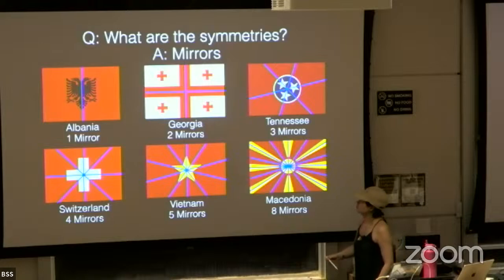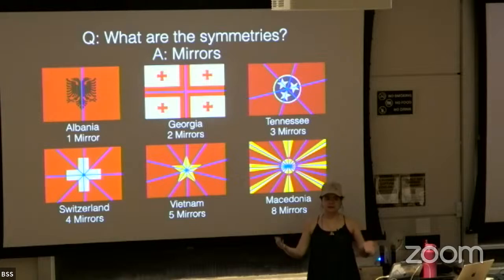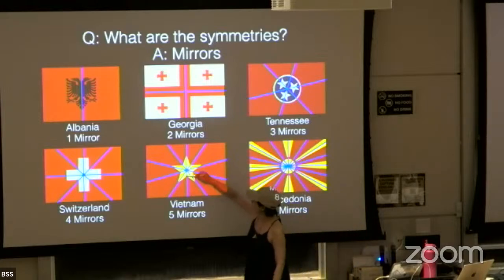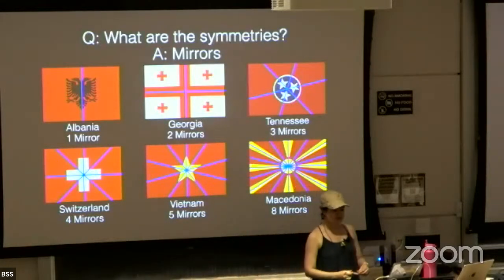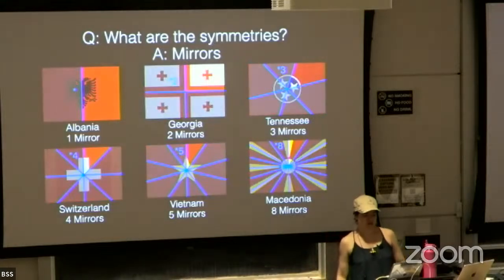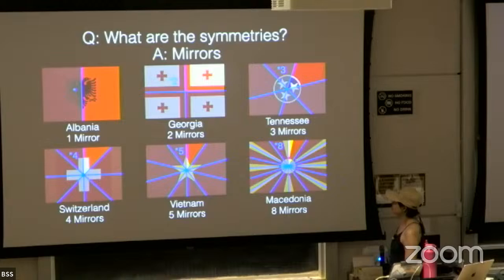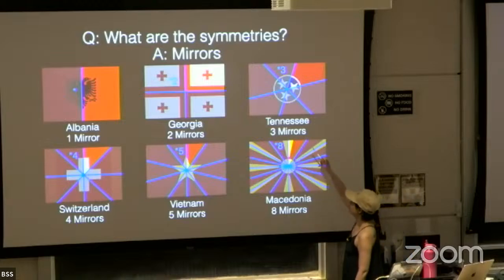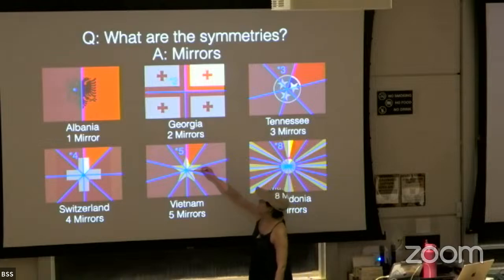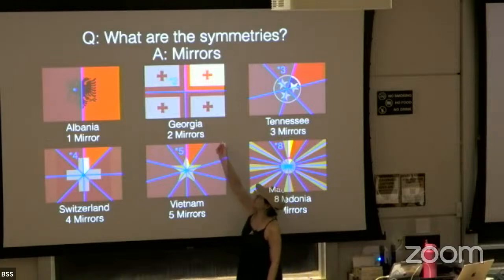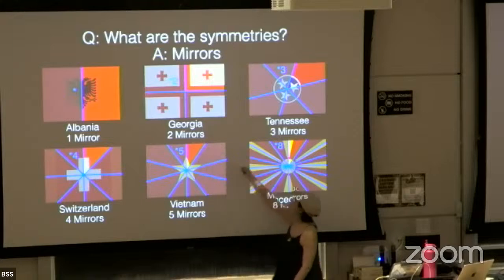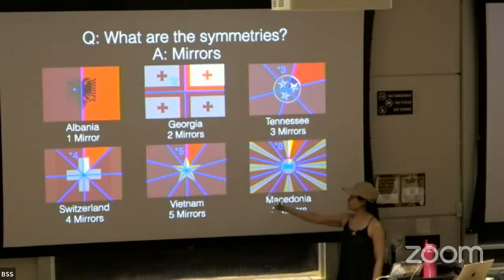And so we can define what we'd call a fundamental domain as the smallest unit needed to define the entire object. The fundamental domains I have for these particular flags are here, labeled by the number of mirrors that intersect at a point. Georgia has 2 mirrors that intersect at a point. Tennessee has 3 mirrors, Switzerland 4, Vietnam 5, and Macedonia has 8 mirrors that all intersect at a point. So we're going to be defining those.